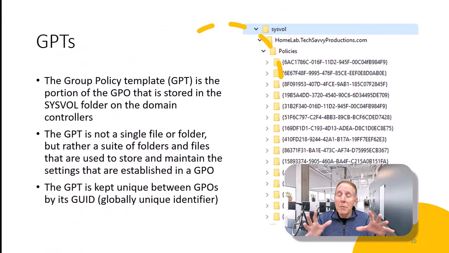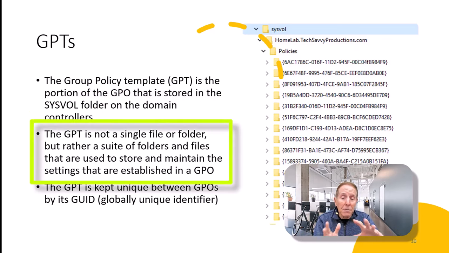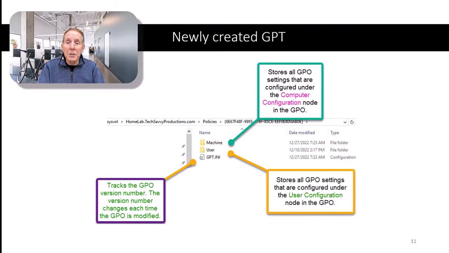Now these physical components of GPOs are called GPT, Group Policy Templates. And they're not just a single file or folder, but rather sometimes a suite of folders and files that are used to store and maintain settings and anything else needed to establish that GPO. Now here's a newly created GPT that's being saved on the domain controller sysvol folder. I've opened up the GUID folder, and inside is a folder called machine.